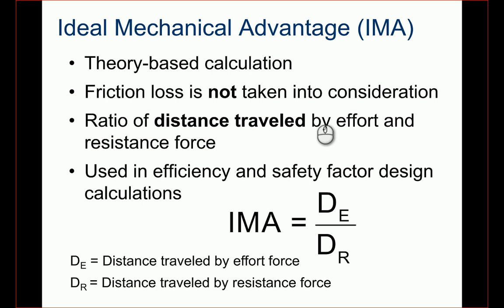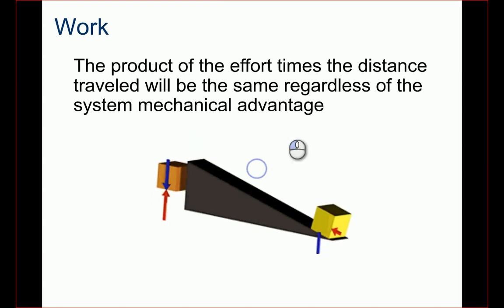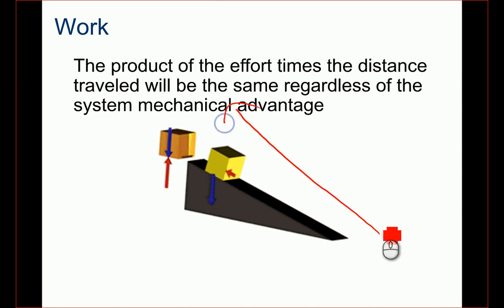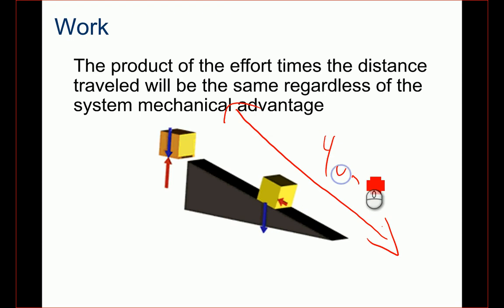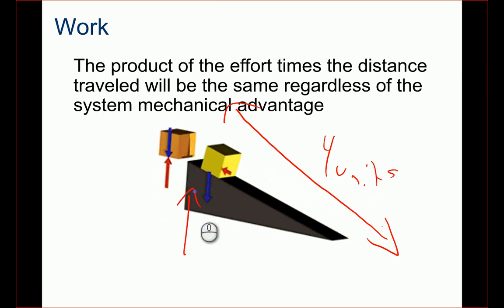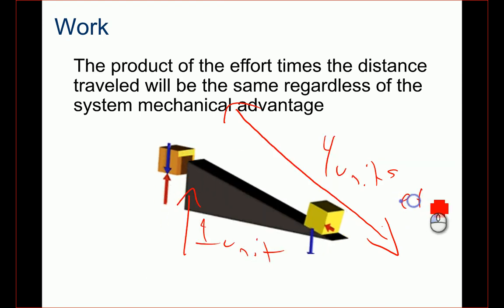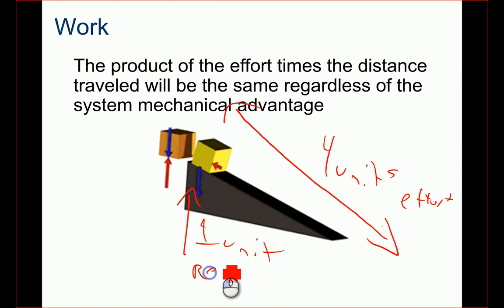Ideal mechanical advantage. That is to take the distance traveled by my effort force, that's me pushing, over the distance traveled by my resistant force. That is how far it actually moved in space. So let's go back to this. My effort force, this little red arrow, has traveled 4 units longer than my resistant force. This has moved straight up 1 unit for every 4 units my effort force has traveled. This is effort, and this is resistant. Okay?